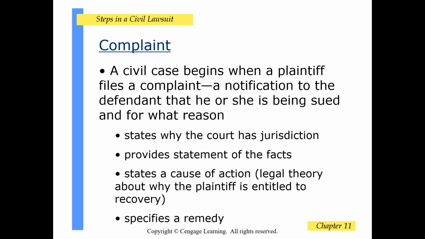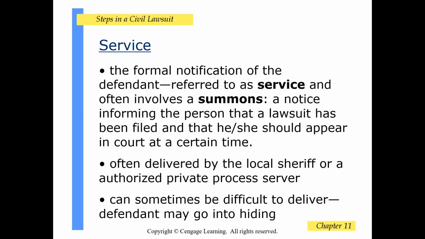What is a complaint? A civil case begins when a plaintiff files a complaint, a notification to the defendant that he or she is being sued and for what reason. The complaint states why the court has jurisdiction, it provides statements of fact, it states a cause of action, and provides for specific remedies.